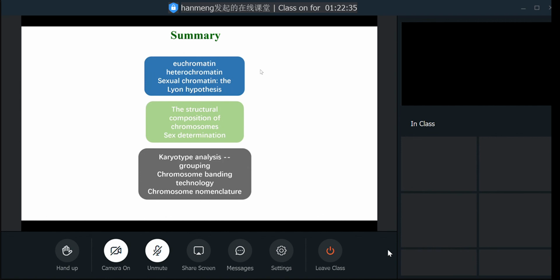Last, we learned the karyotype analysis, the grouping, the chromosome banding, the chromosome banding technology, and the chromosome nomenclature. So today, maybe the karyotype analysis is hard for you. After class, you should learn more and review the karyotype analysis, because next class we will learn chromosome disease, and it is harder than the karyotype analysis.